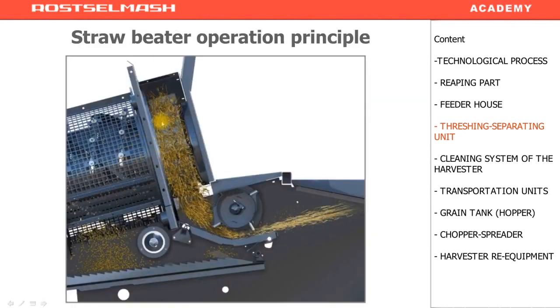This is what it looks like. Here's the straw coming out, and here there is a concave. The beater moves against it, catches the straw, and speeds it up on the output.